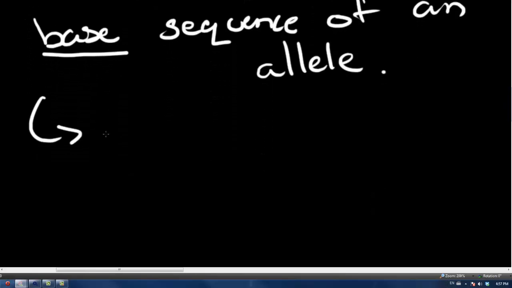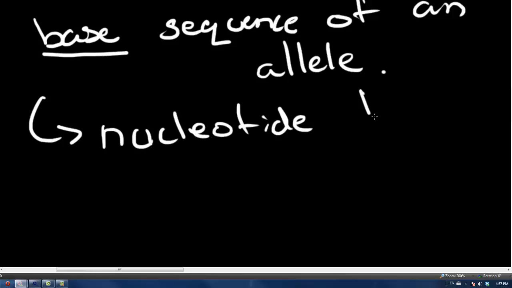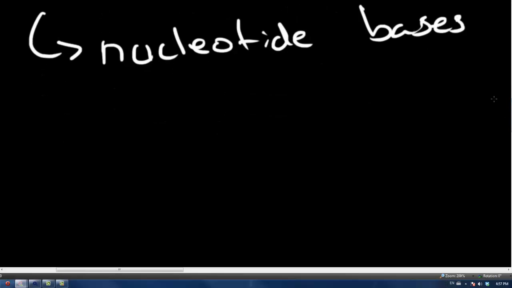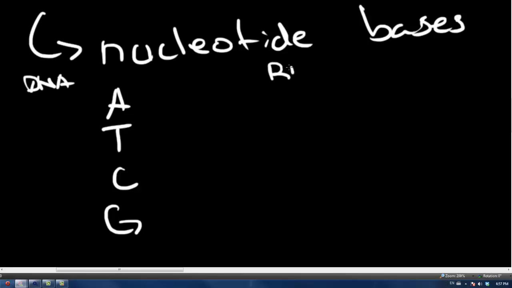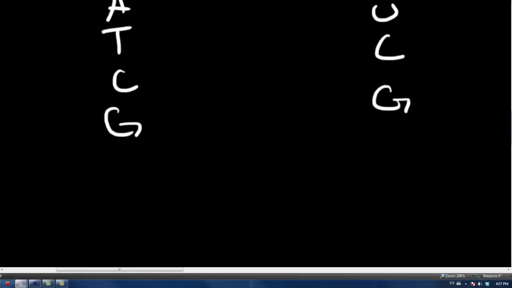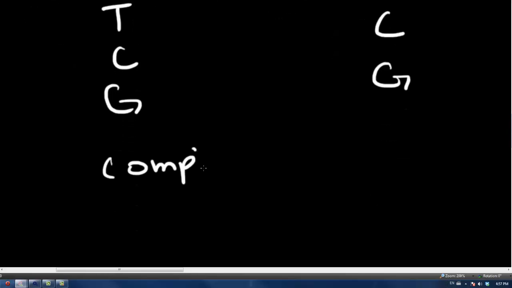In this case, we are talking about nucleotide bases, which, once again, very brief revision, these are A, T, C, G: adenine, thymine, cytosine, and guanine in our DNA, and in our RNA, we have adenine, uracil, cytosine, and guanine. It is very important to remember that these are complementary. I'll get into that in a different video.